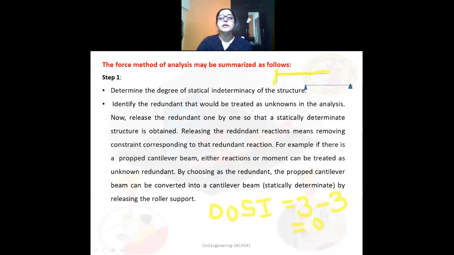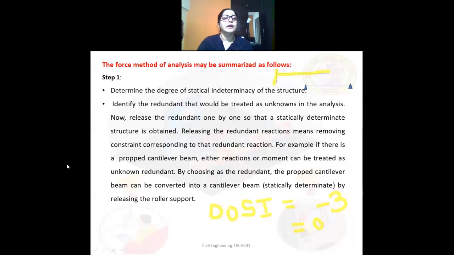Here, identify the redundants that would be treated as unknowns in the analysis. Now release the redundants one by one so that a statically determinate structure is obtained. Now if I take this hinge, here also hinge, here also hinge, it can withstand horizontal and vertical reactions. So altogether 4. So here what happens? Instead of 3, what I can write?